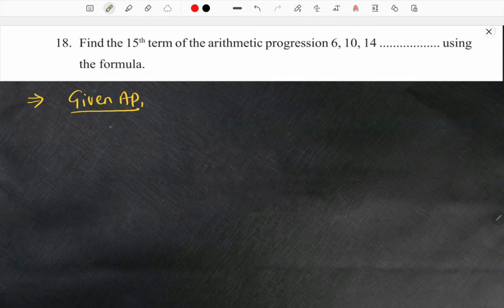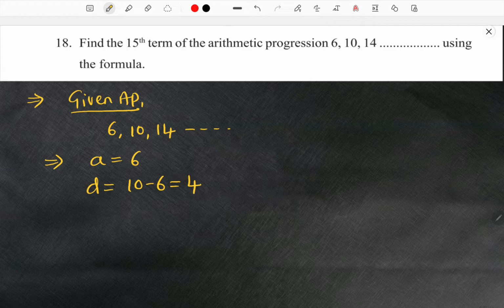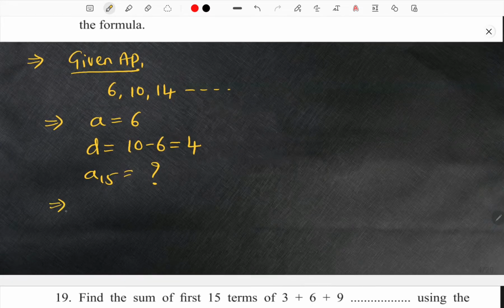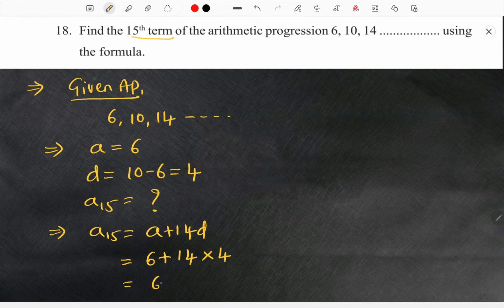Let us write down the given AP, that is 6, 10, 14, and so on. So a is equal to 6, and d is equal to 10 minus 6, and that is equal to 4. And they are asking for the 15th term, that is a15 is equal to question mark, and directly you can write a15 is equal to, what is the formula, a plus 14d. a is 6 plus 14 into d, d is 4. So 6 plus 14 4s are 56.